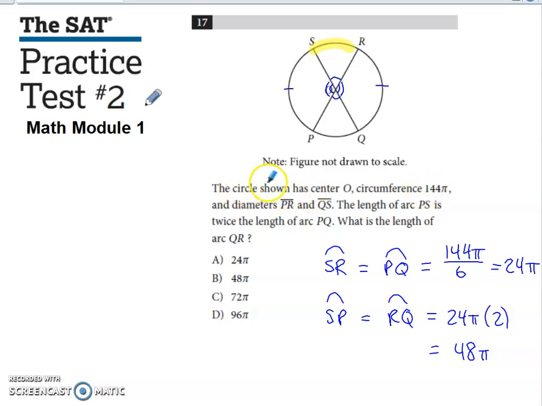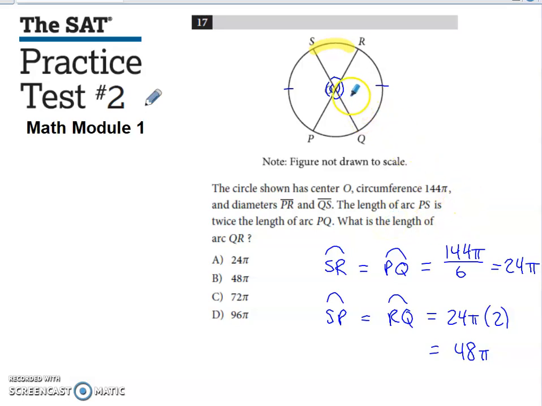So this SAT problem says that the circle shown has center O, circumference of 144 pi, diameters of PR and QS. They say the length of arc PS is twice the length of arc PQ. What is the length of arc QR?